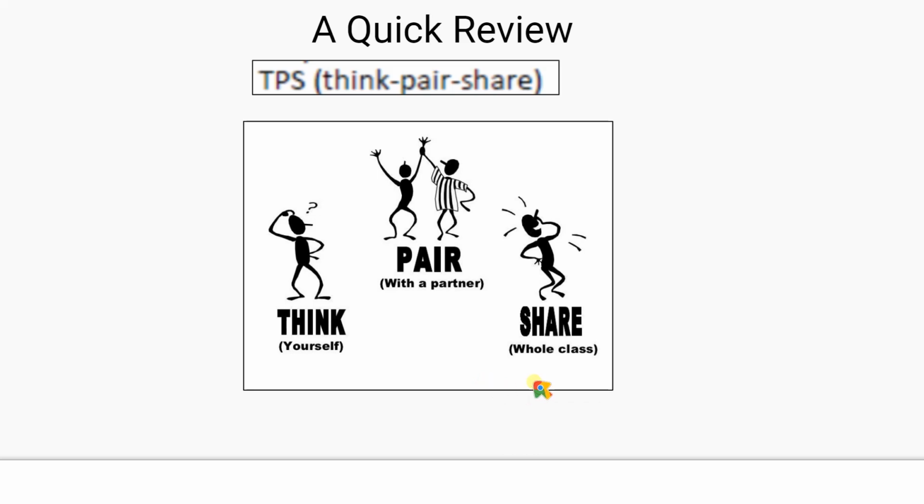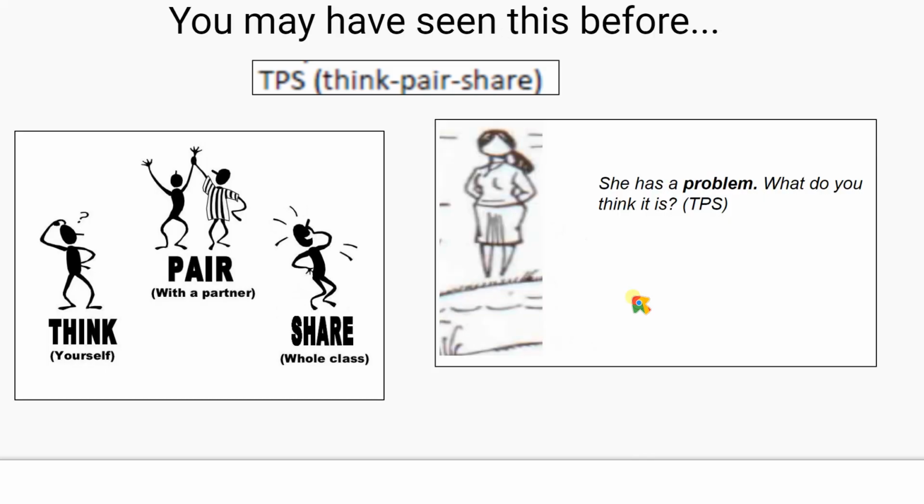Another technique which is very useful is the ThinkPairShare procedural scaffolding technique. So first, students are guided to think to themselves for a moment, and then they share with a partner, and then they can share with the whole class. You may have seen this before in the interactions demonstration. The teacher in the beginning asked everyone to do a quick TPS about the woman's problem. What do you think it is? Think, pair, and share.